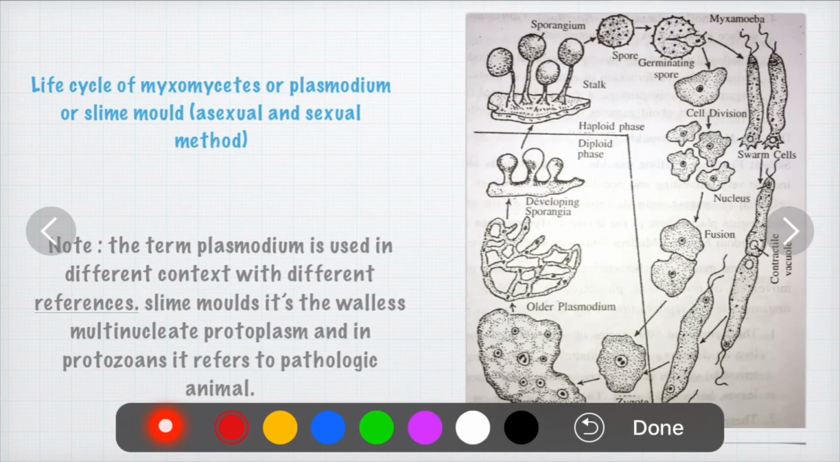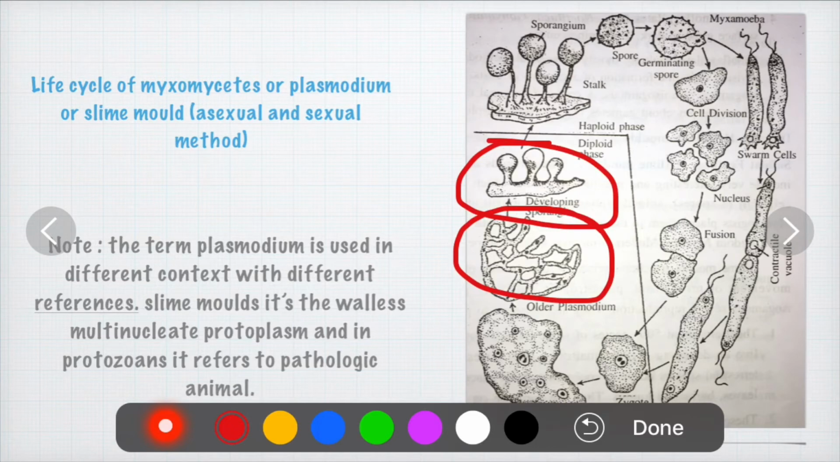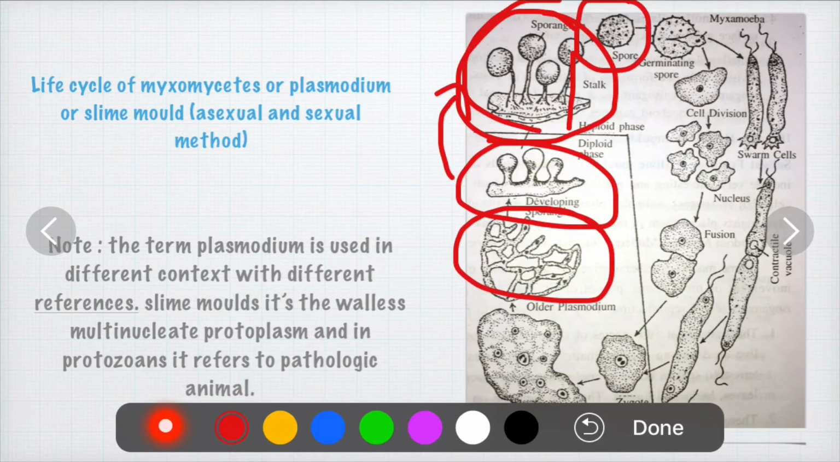You can see in the picture here, this is an older plasmodium which develops into a sporangium. This stalk-like structure is called a sporangium. The sporangium produces the spores. Inside the sporangium, the reduction division, that is meiosis, takes place, so the spores produced are haploid.